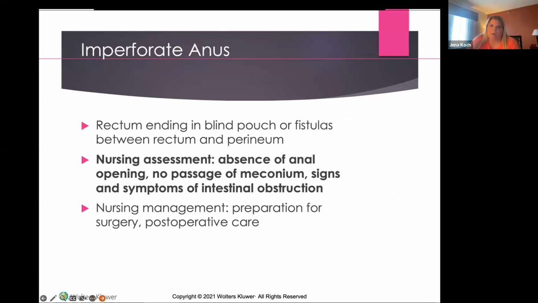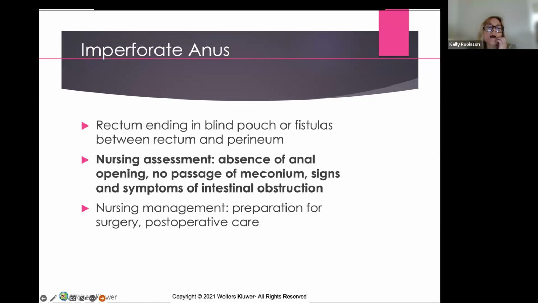Imperforate anus. Again, when doing your newborn assessment, you always want to make sure that you can see the anus, that it's visible and patent. It's an absence of an anal opening, so there's no passage of meconium. There might be signs and symptoms of intestinal obstruction, so they'll have a distended abdomen. They may even have feeding intolerance, depending on how much they're eating, if they're eating. Typically, this is caught right at delivery. And again, it's a surgical emergency as well.